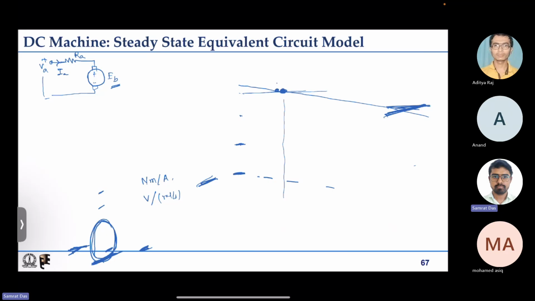So basically, this is a topic. We will understand what we mean by inductance, or how to understand the inductance from the field. When we discuss that, it will be clear.